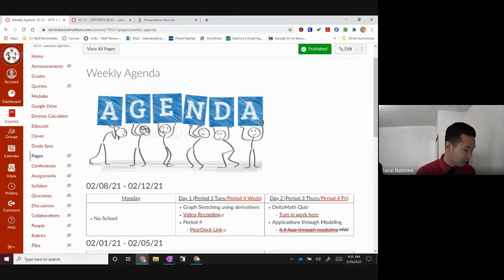Second thing is our lecture that we did last time was on applications through modeling, which is basically word problems that have to deal with optimizing, right? Optimization problems, trying to figure out what will give you the maximum area or the maximum volume, or what will use the minimum amount of area for the maximum volume. Those are all those applications through modeling, and they are important word problems.